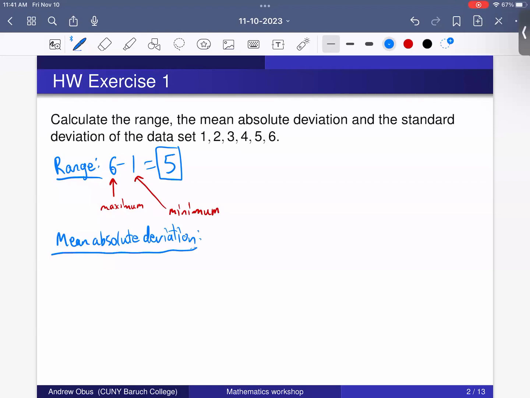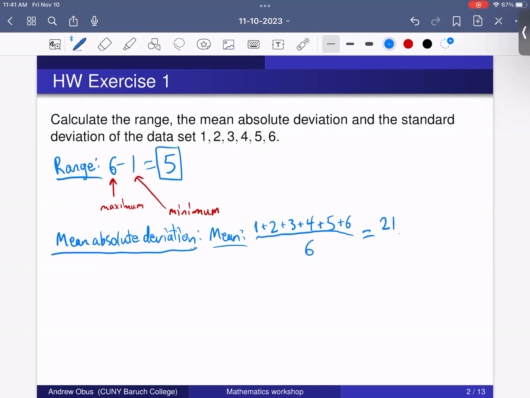Yes. We have to find the mean. Before we find the mean absolute deviation, we say mean equals 1 plus 2 plus 3 plus 4 plus 5 plus 6, all over 6. And this comes out to 21 over 6.